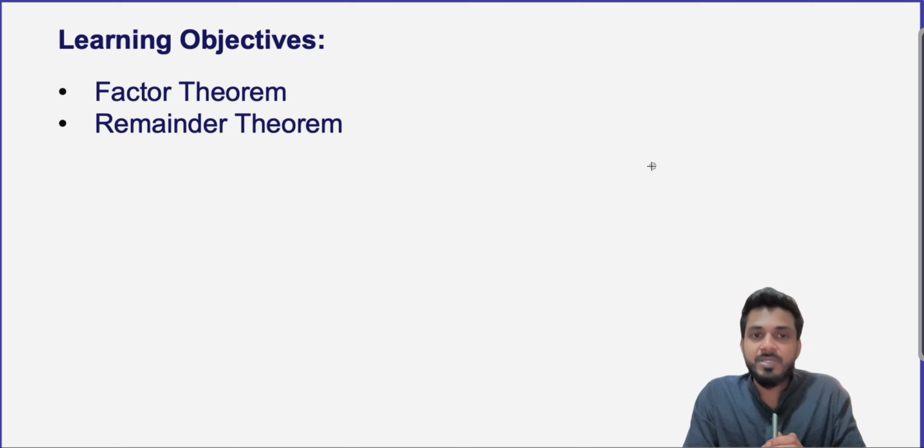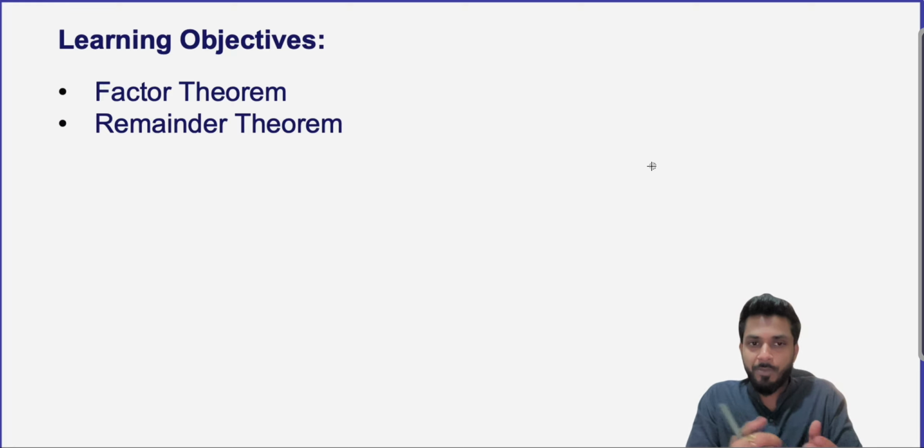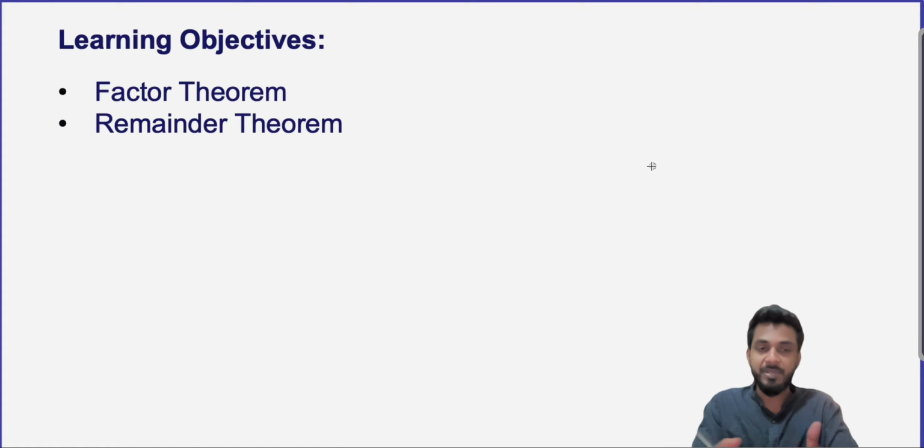So in the last class, we started with the chapter polynomials, where we studied the introduction to polynomials, the definition of polynomials, and the types of polynomials depending on the degree and depending on the number of terms. So that's what we studied in the previous class.